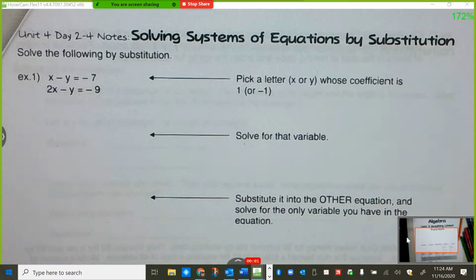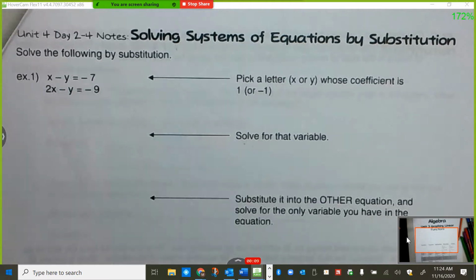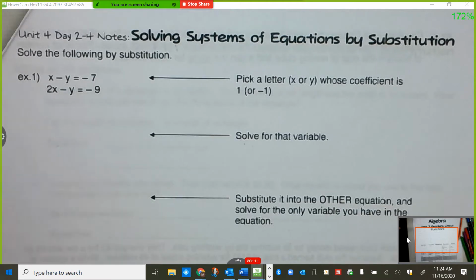Okay, sorry. Tell me what substitution is again. So substitution in real life is replacing something. Now, can you replace something with anything? No, it has to be something equal, right? You can't mess something up and then put something else in its place.